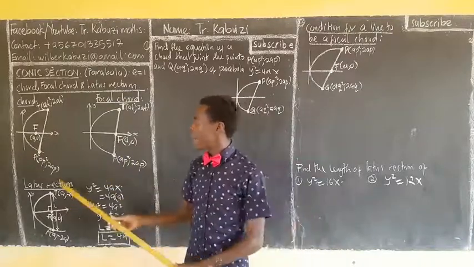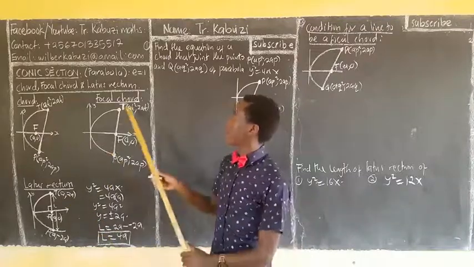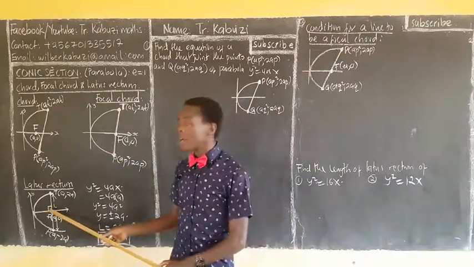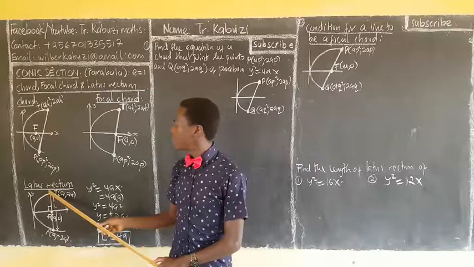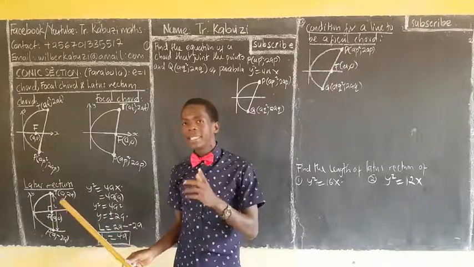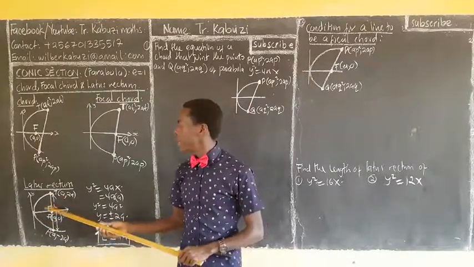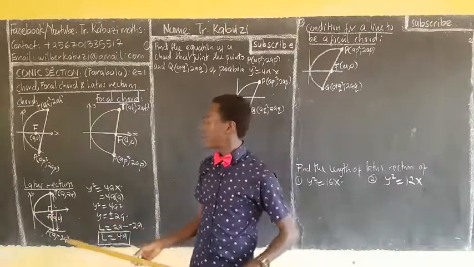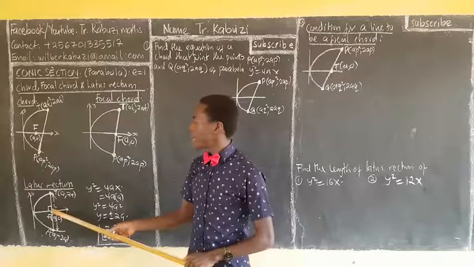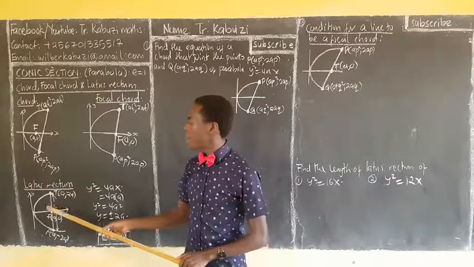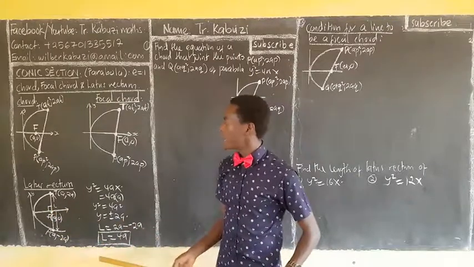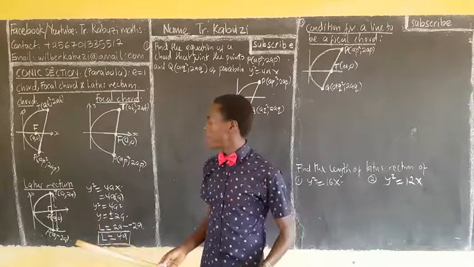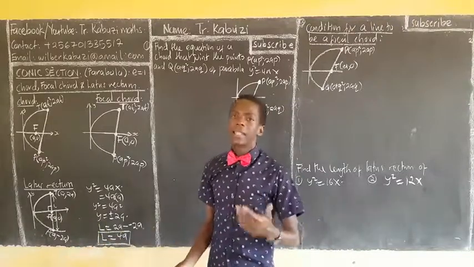What about latus rectum? Latus rectum is also a focal chord. First of all, it passes through the focus and joins two ends of a parabola. But it's perpendicular to this horizontal. So, latus rectum is a chord that passes through the focus and is perpendicular to this horizontal. Now, because it's perpendicular to the horizontal, we can easily get its length.